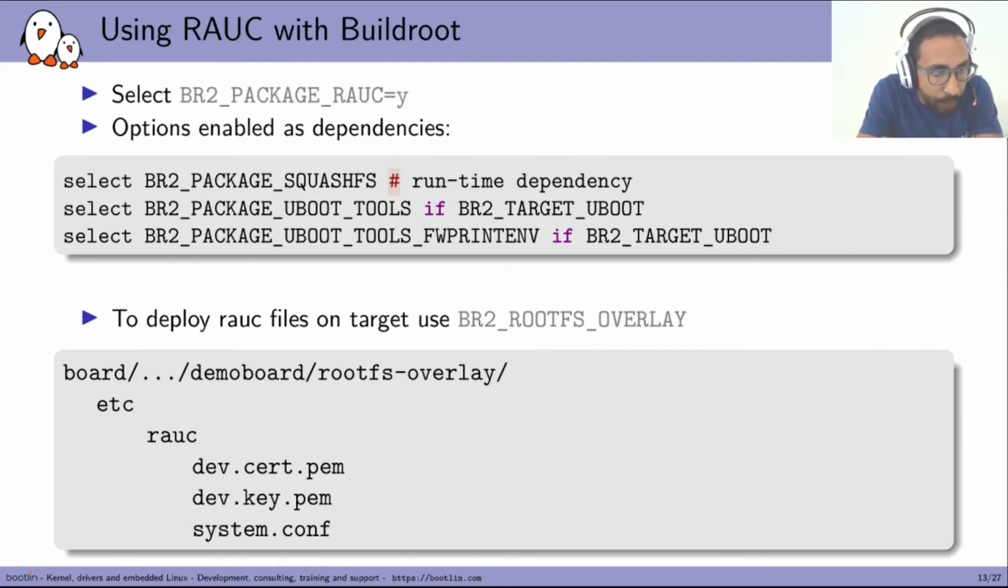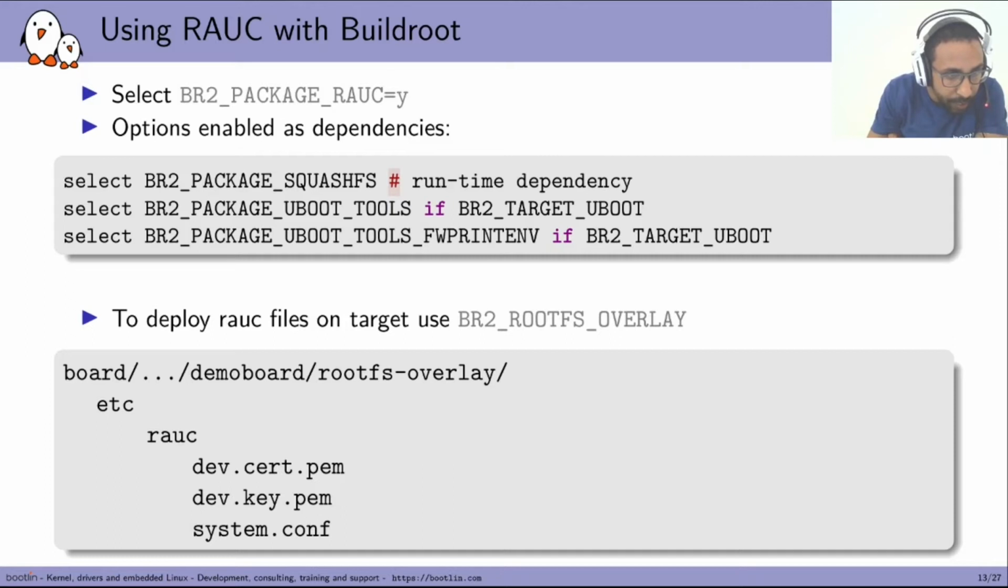And when you enable the package, you will also actually have some default options enabled, like the squashfs. And if you're using U-Boot, you will have the U-Boot firmware utils enabled, so you don't need to enable them. They are automatically selected.